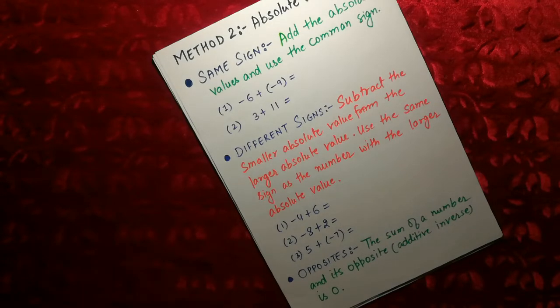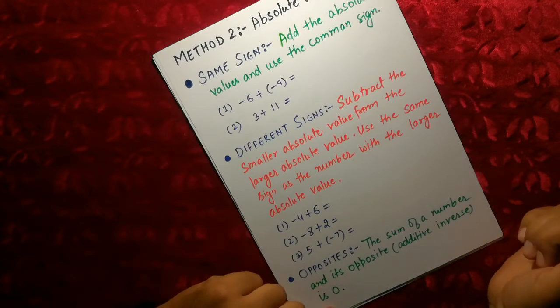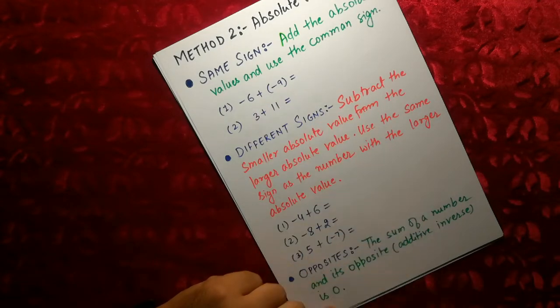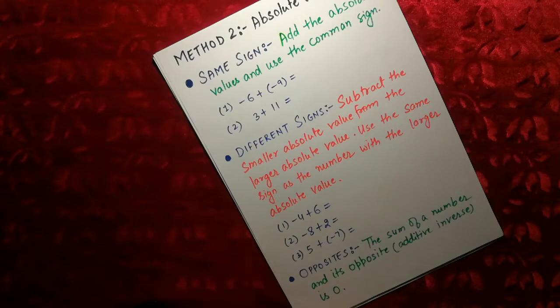Now the first case is same sign. When both the values have the same sign, how do we add them? Add the absolute values and use the common sign. Just suppose I take some examples here. The values are minus 6 and minus 9 and we are adding them. Both the values, minus 6 and minus 9, are negative here.